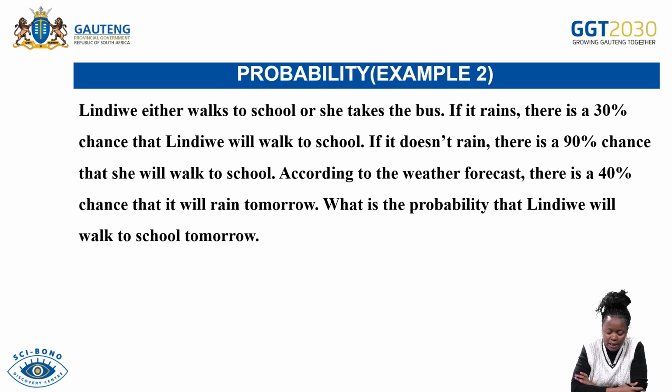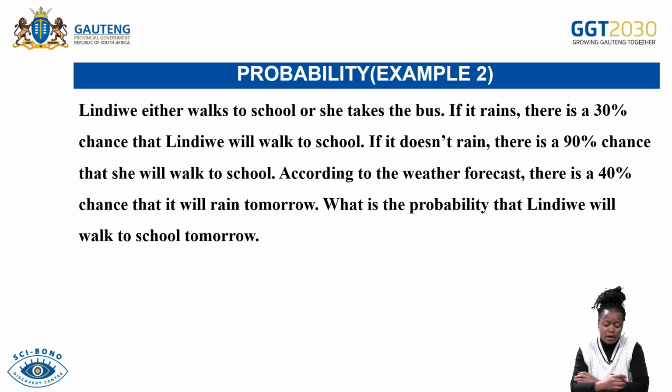Okay, so let's look at example number 2. It says Lindiwe either walks to school or she takes the bus. If it rains, there is a 30% chance that Lindiwe will walk to school. And if it doesn't rain, there is a 90% chance that she will walk to school. According to the weather forecast, there is a 40% chance that it will rain tomorrow. What is the probability that Lindiwe will walk to school tomorrow?